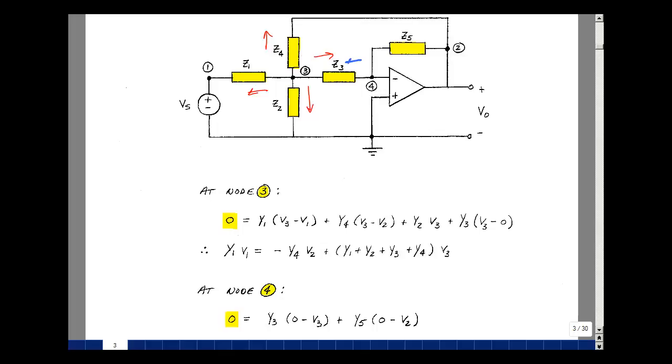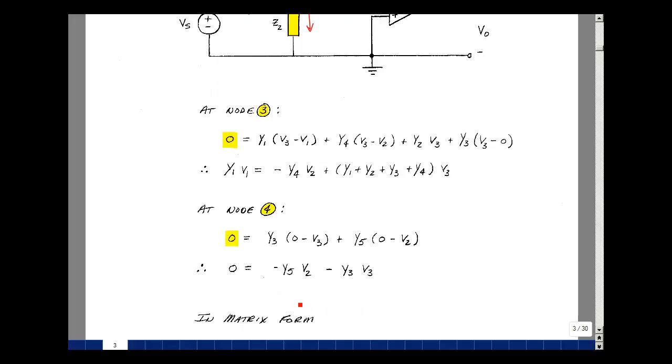Go in this direction, and this direction, do the same thing. Got nothing entering and everything leaving. Current in Z3 is going to be this node minus this node, so 0 minus V3 divided by Z3. Current going in this direction is V4 minus V2, but V4 is 0, so 0 minus V2 divided by Z5.